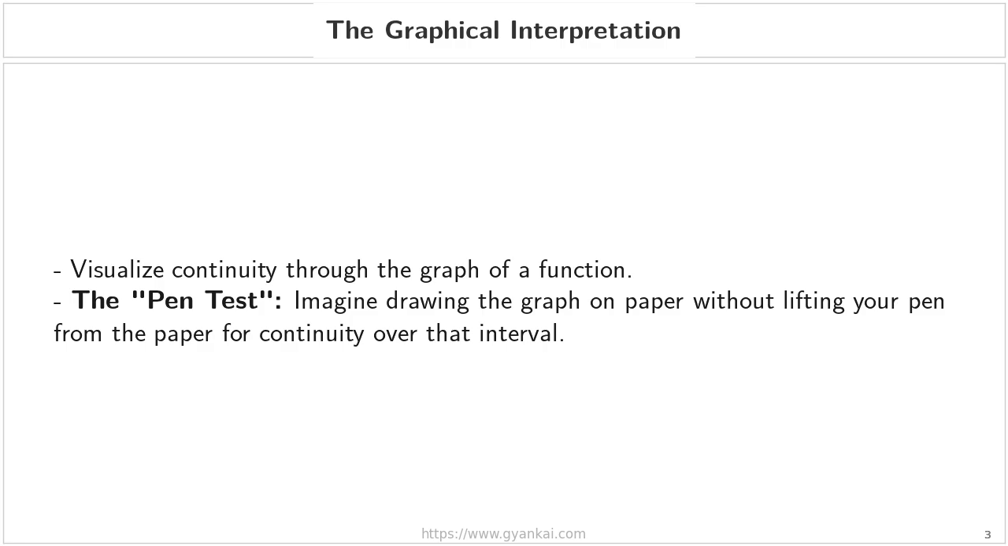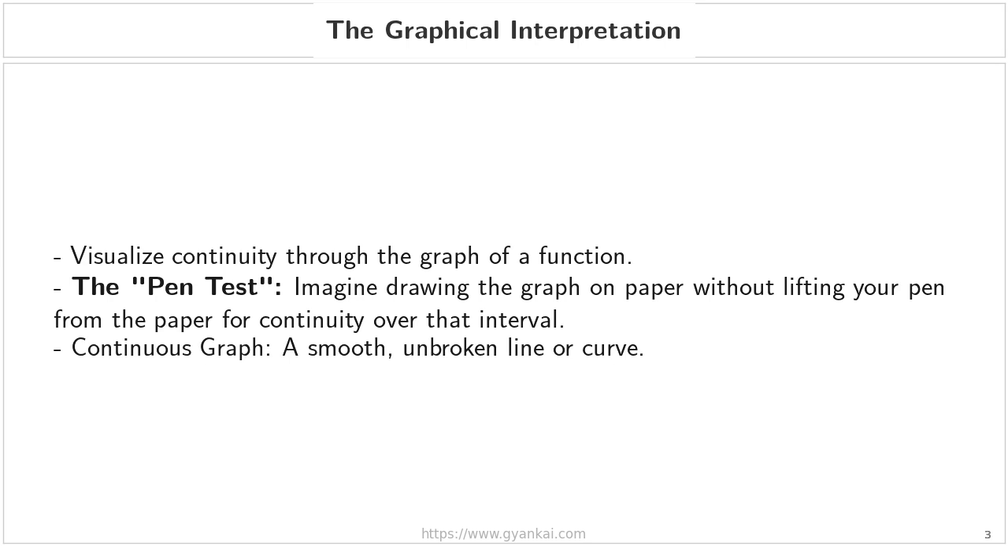The graphical interpretation. Now that we have established the general idea of predictability and how small changes in input affect the output, let's move from the abstract concept to a visual one. The most effective way to understand continuity is to visualize it through the graph of a function. To do this, we can use a very simple method known as the pen test. Imagine you are drawing the graph of a function on a piece of paper. If you can draw the entire curve over a specific interval without ever lifting your pen off the page, then the function is continuous over that interval.